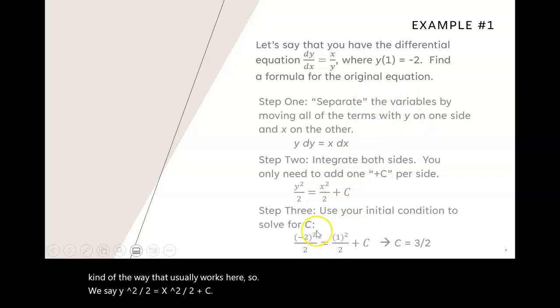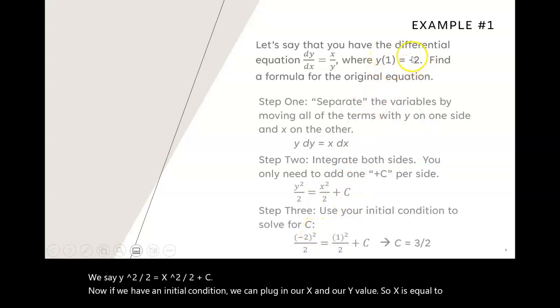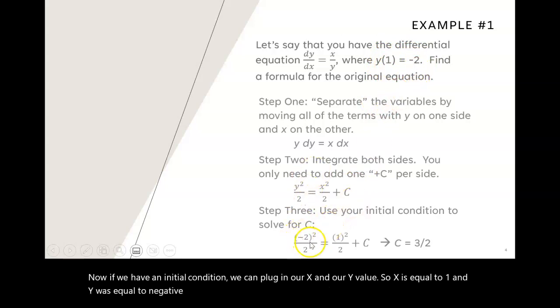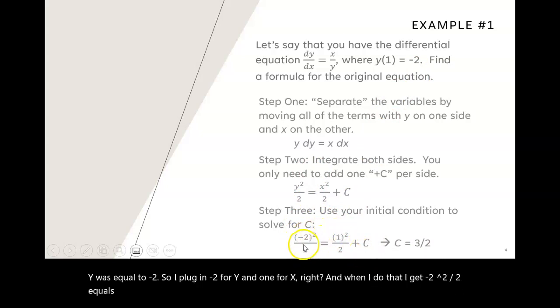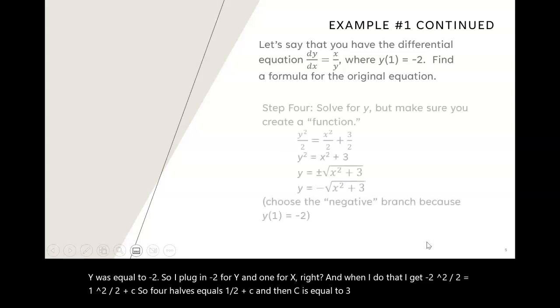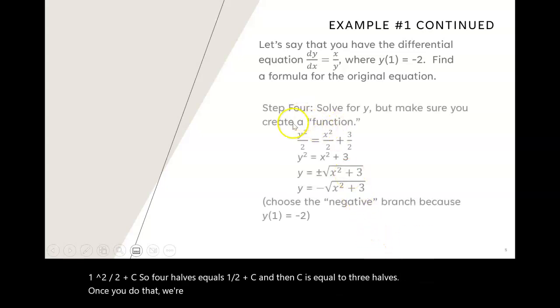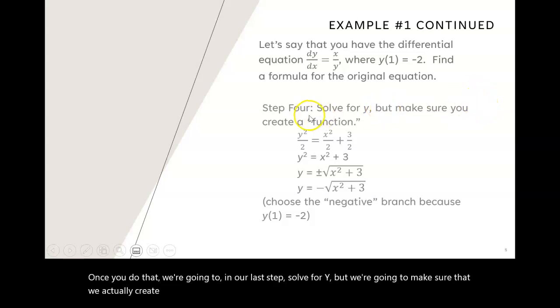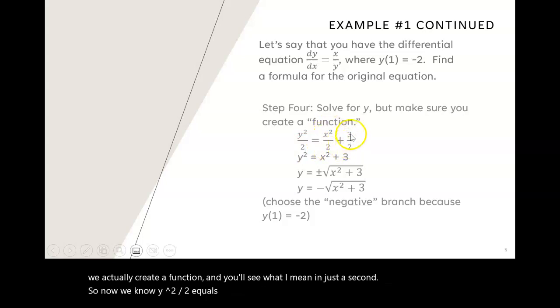Now, if we have an initial condition, we can plug in our x and our y value. So x is equal to 1 and y was equal to negative 2. So I plug in negative 2 for y and 1 for x. And when I do that, I get negative 2 squared over 2 equals 1 squared over 2 plus c. So 4 halves equals 1 half plus c, and then c is equal to 3 halves. So once you do that, in our last step, we're going to solve for y. But we're going to make sure that we actually create a function, and you'll see what I mean in just a second. So now we know y squared over 2 equals x squared over 2 plus 3 halves.